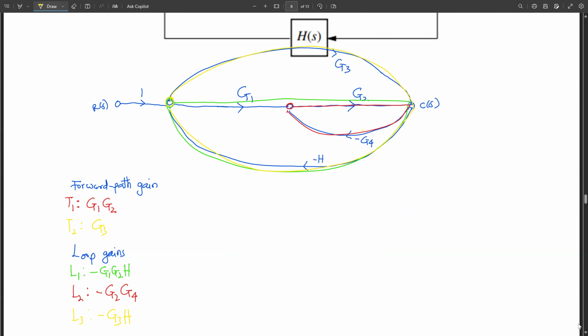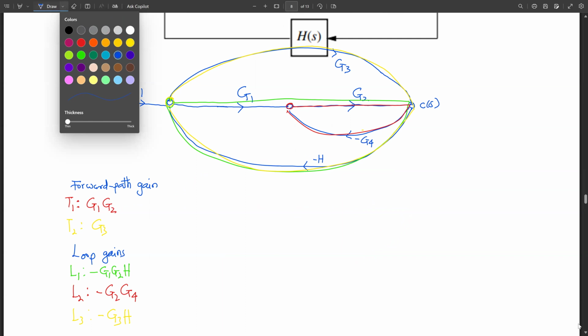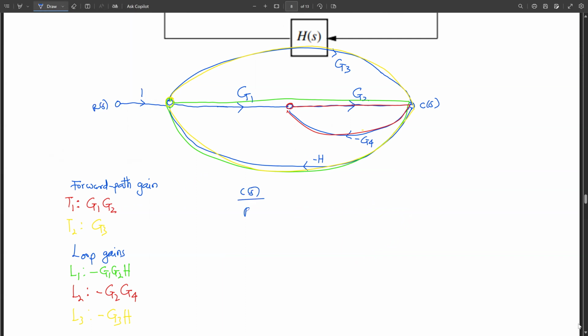Okay. So we put our formula from here. C of S over R of S is equal to the summation starting from K equal to 1 to the number of forward paths, and in our case, that is 2, of T sub K, and that's all over delta. So the first thing to do is to find our delta, since you already know what T sub K is. And from our delta, we can find our delta sub K.